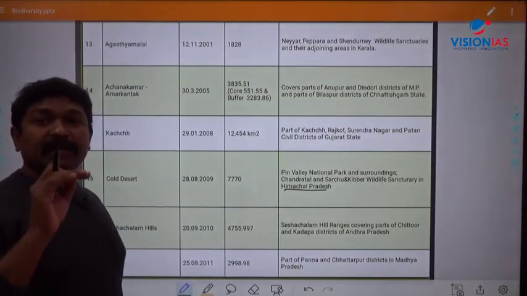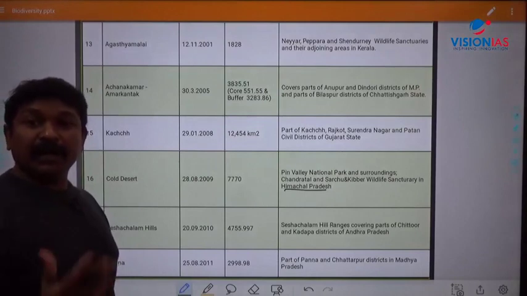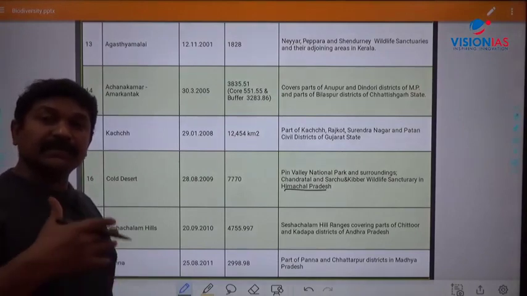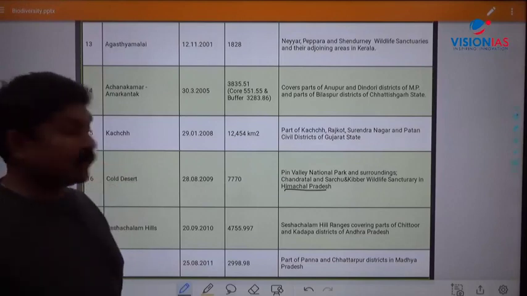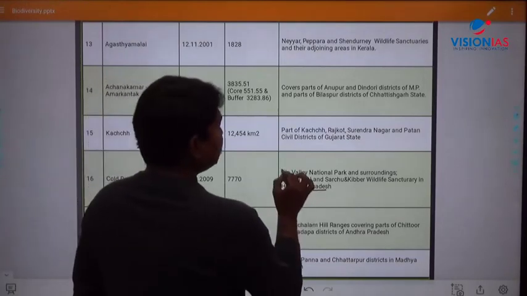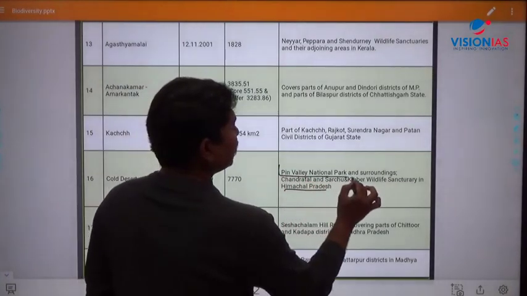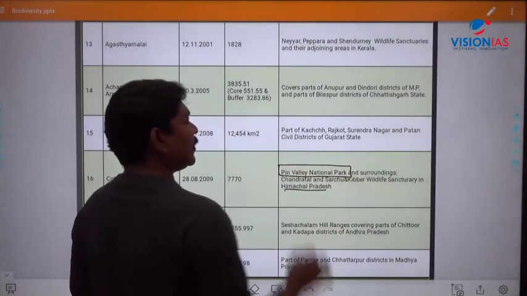The areas are very, very important because these areas are even present in the Ramsar Convention as a wetland. See the areas. One is the Pin Valley region. Very, very important. The name of this one is Pin National Park.